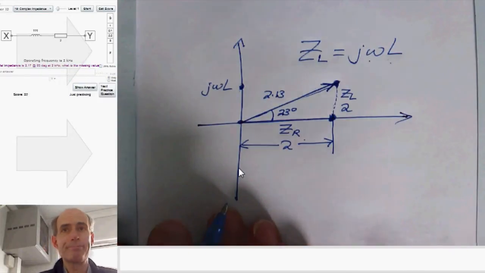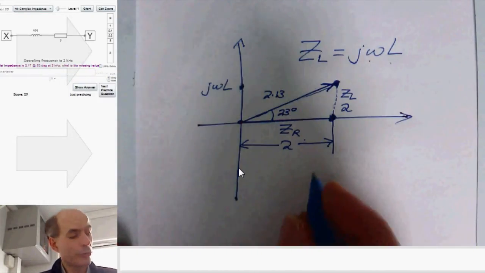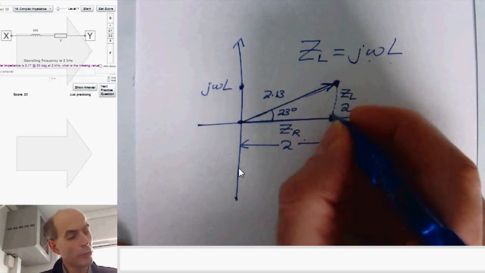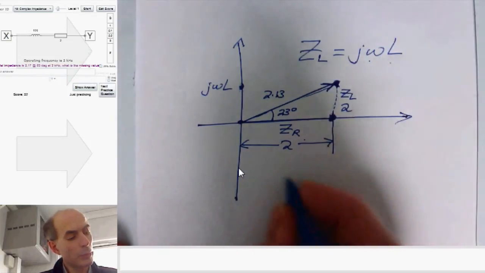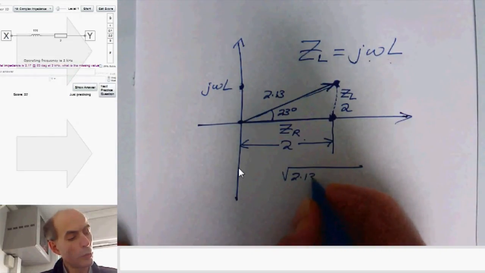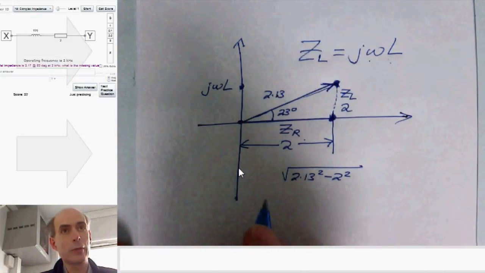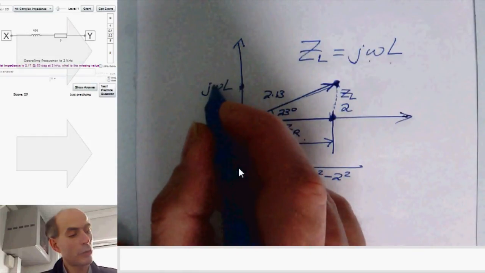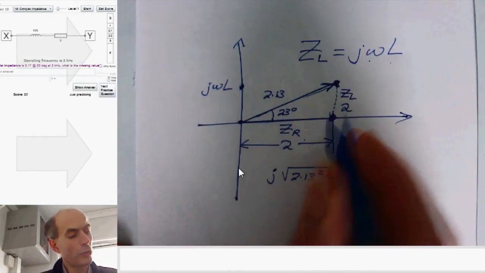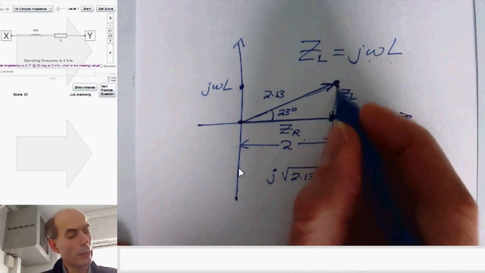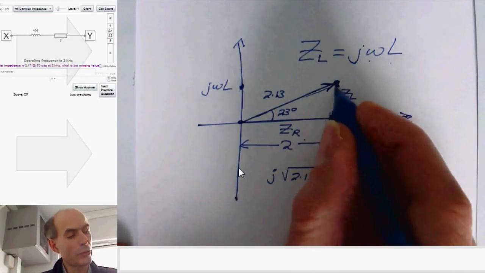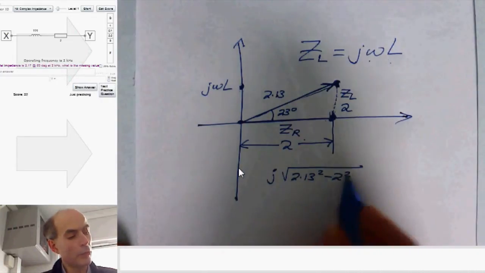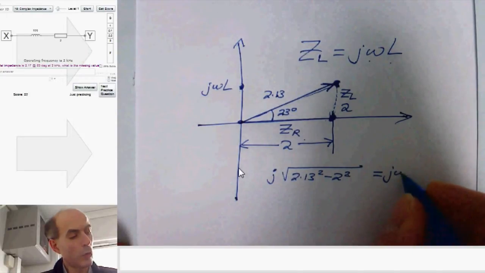Either way will work. I'll just use Pythagoras this time. That would tell me that ZL here, the length of this side of this triangle, must be the square root of 2.13 squared minus 2 squared. And therefore the impedance of the inductor must be J times that length. That's the magnitude of the impedance of the inductor. So the total impedance of the inductor is this, and that is equal to J omega L.